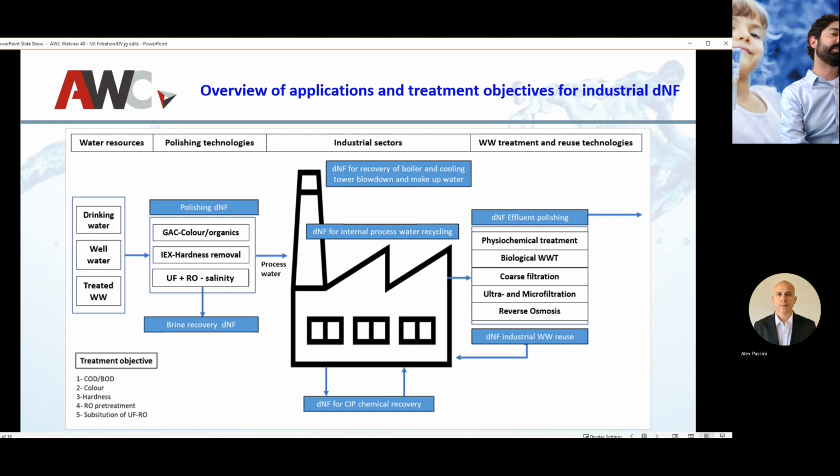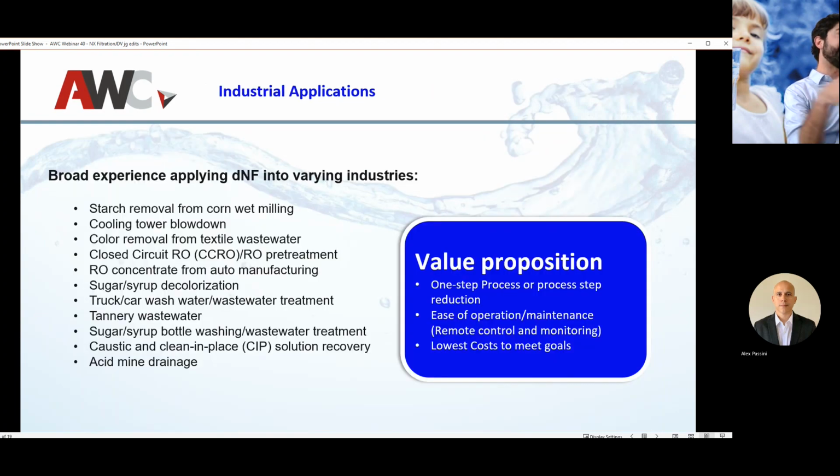hollow fiber nanofiltration membranes. The next slide here shows, and I'm not going to go through these, but it shows a bunch of different industrial applications that we've done, whether we've pilot tested, whether they're full-scale installations. We've done stuff like that. I just want to get down to the value proposition here.